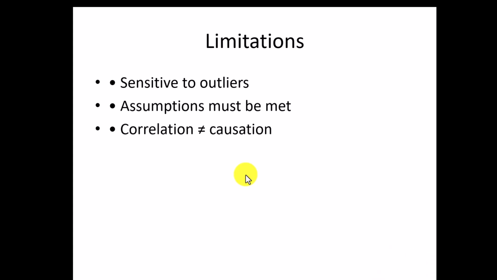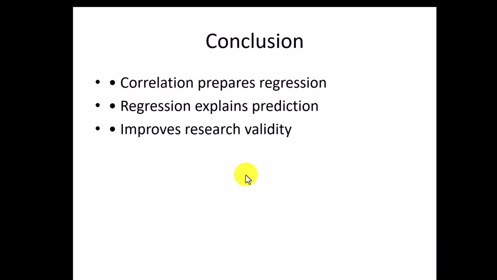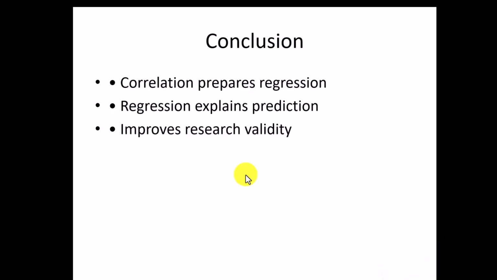Then you talk about the correlation and causation of this stuff, right? So in conclusion, correlation prepares, regression explains, prediction improves research validity. In short, that's what you have to get clearly.